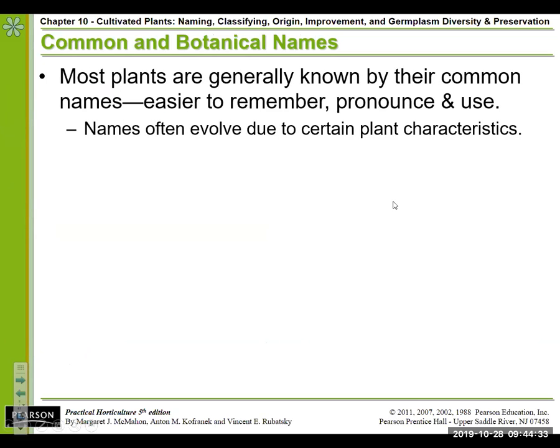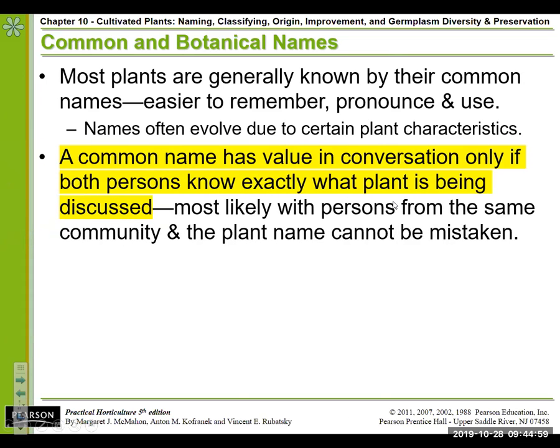But how we really classify plants, we get down to just the simple naming conventions. And most plants we generally know by their common names. Common names being those that are easy to remember, pronounce, and use. And we look at them as how we use them and what their visual characteristics usually are. The only problem, though, is that a common name has value in conversation only if both people know exactly what plant is being discussed.